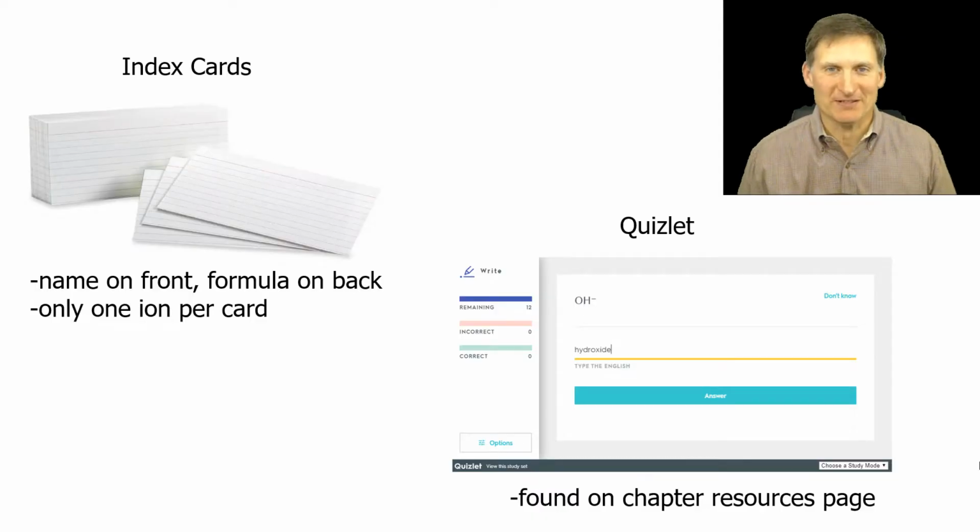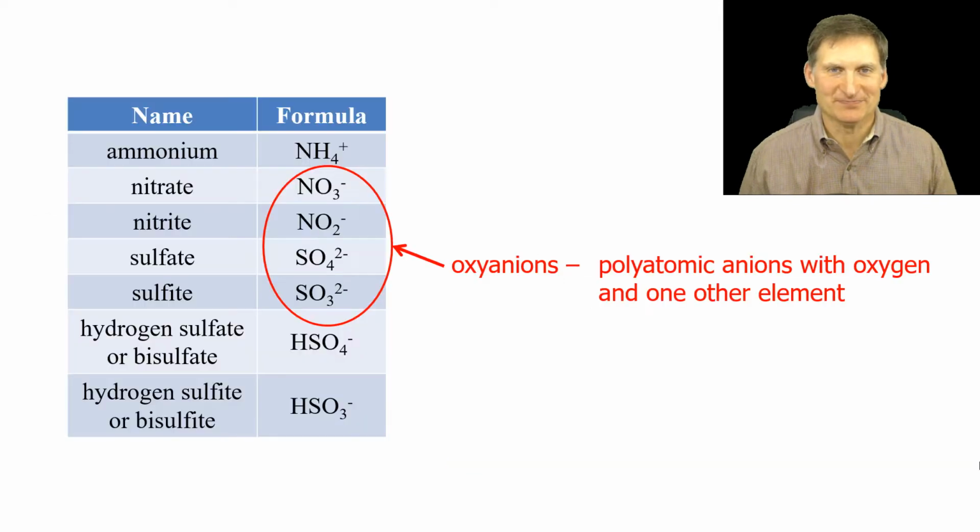Another option is to practice the Quizlets I made for you. You can find them on the chapter resources page. One final quick point before the hints which follow. Soon you'll hear the term oxyanions. That refers to polyatomic anions that have oxygen and one other element, like the one circled in red here.